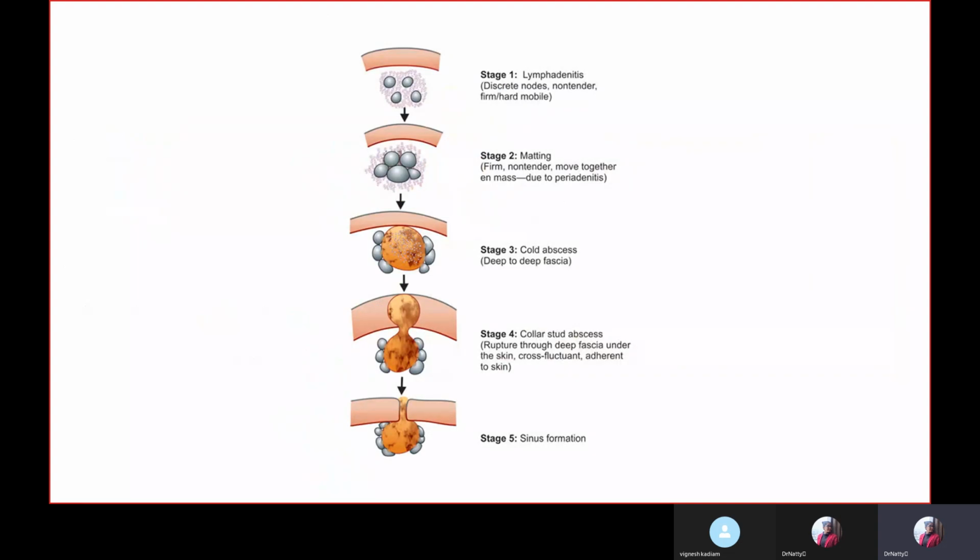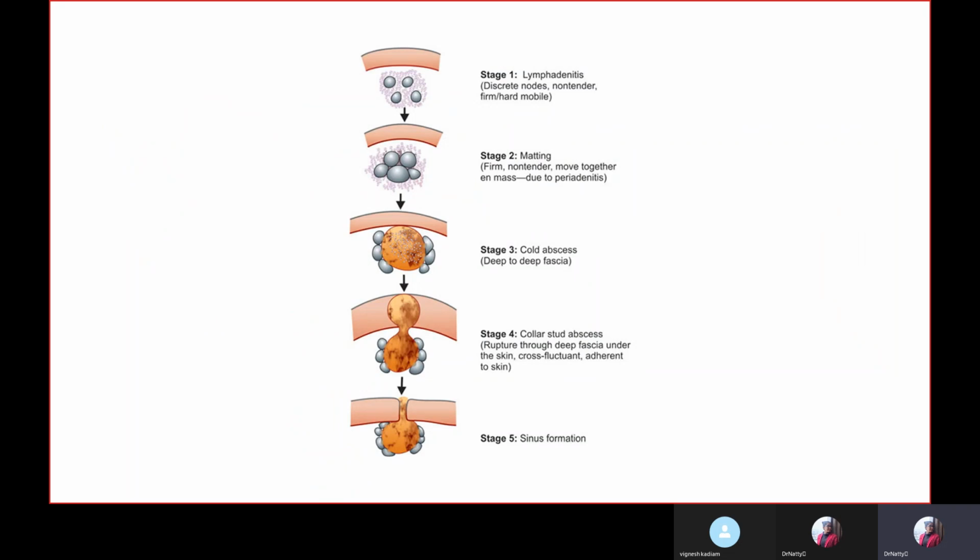How scrofula occurs is, first the organism goes and attacks the lymph node, so it goes to lymphadenitis. Then slowly the lymph nodes get matted. There is matting of the lymph nodes, and on palpation you can feel a rubbery kind of consistency.